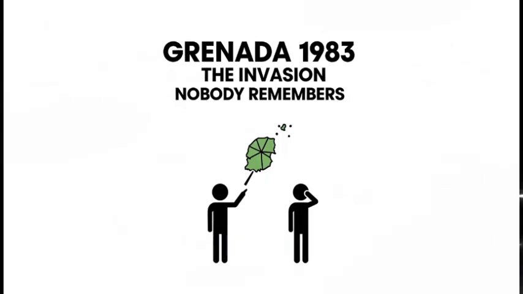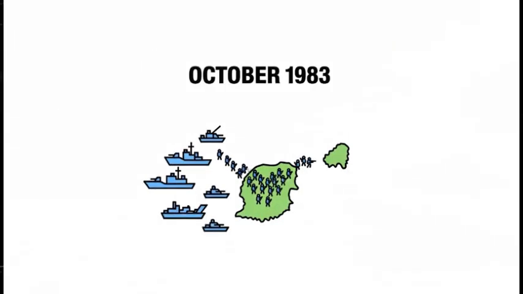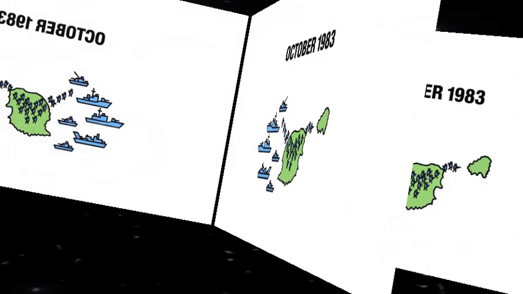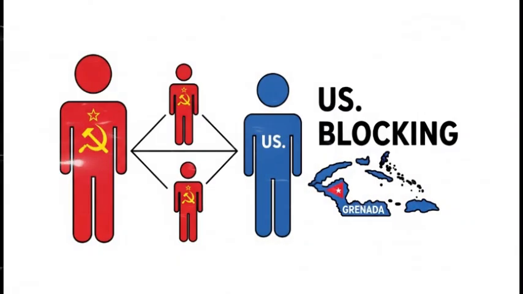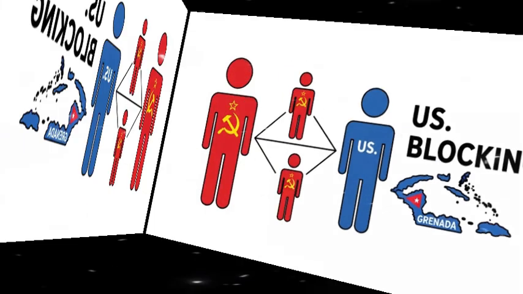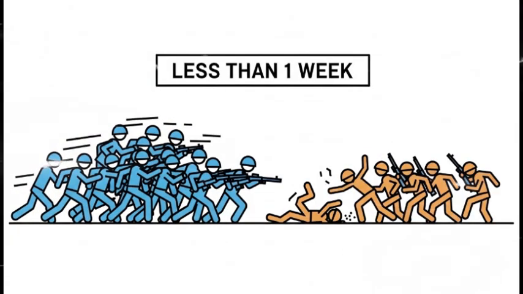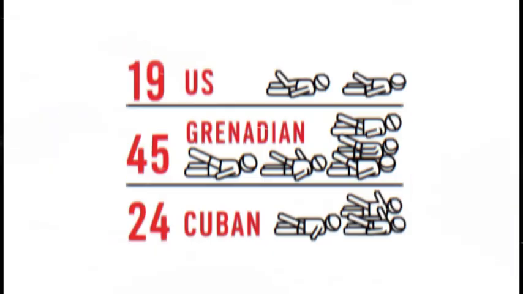Grenada, the invasion nobody remembers, 1983. In October 1983, the United States invaded the tiny Caribbean island of Grenada. The official reason was to protect American medical students after a coup overthrew the government. The real reason was to prevent Grenada from becoming a communist ally of Cuba and the Soviet Union. The invasion lasted less than a week. American forces quickly overwhelmed Grenadian and Cuban forces.